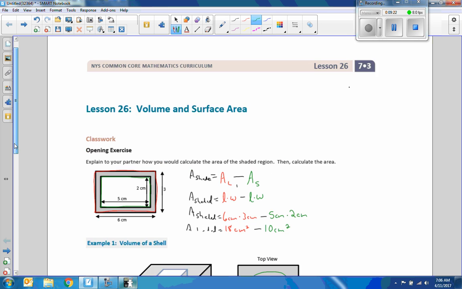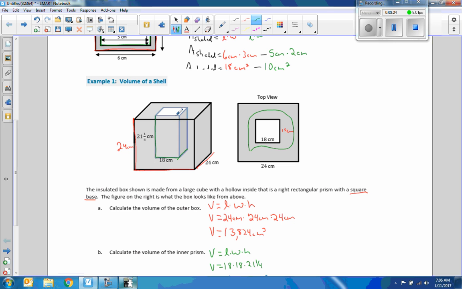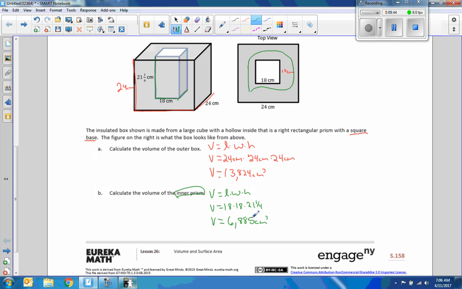So if I go back and look at this, where's the water going to go? The water's going to go in this space in here, the inner prism. The inner prism is hollow. The water's going to go in there. The insulation is here. The water goes inside the insulation. So we've already calculated the volume of the inner, which is 6,885 cubic centimeters.